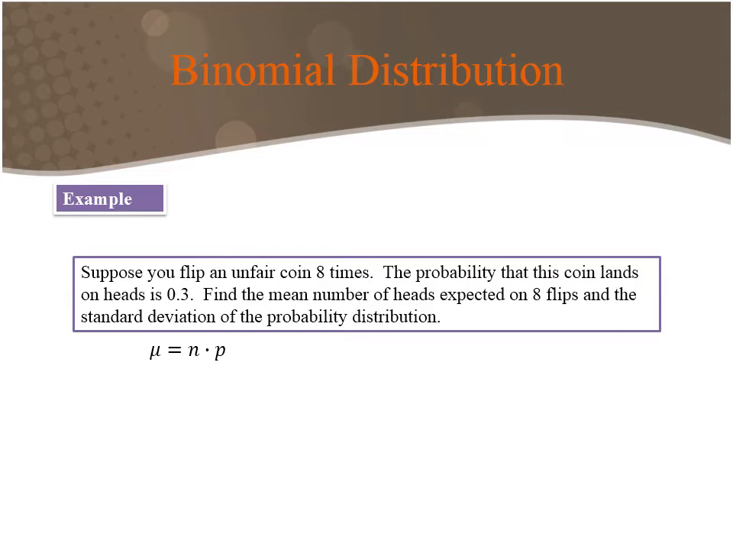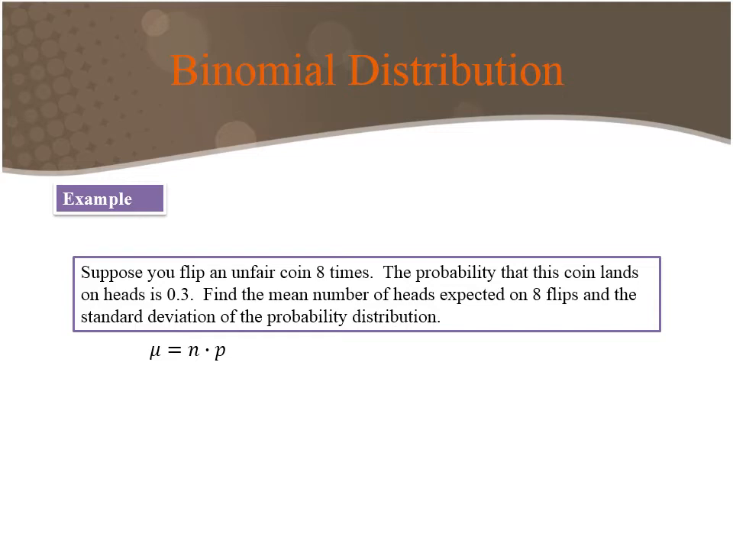Let's double check that this would result in a binomial distribution. Are there a fixed number of trials? Well, we're flipping a coin 8 times, so yes. Are the trials independent? Again, coin flips are independent from one another because the probability of a head coming up on one flip is unaffected by any previous flips.